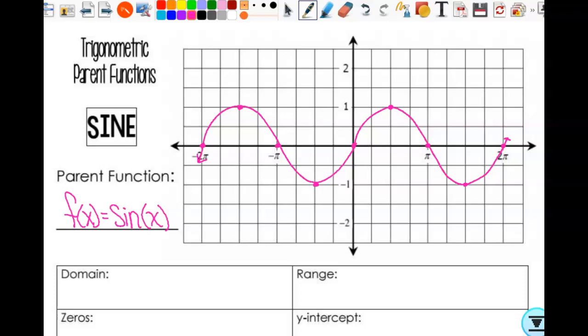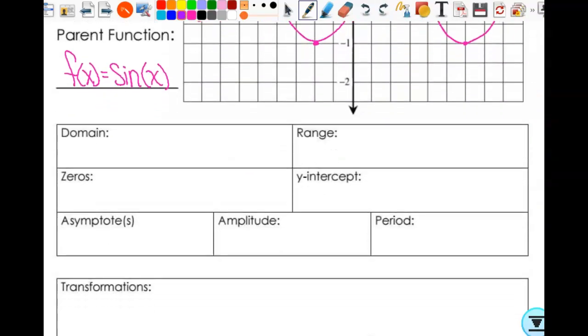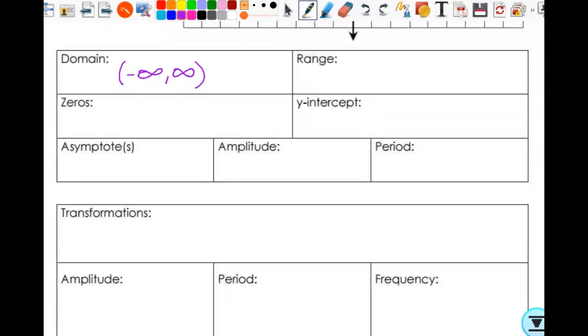All right, so what is the domain of this function? All real numbers. So that is negative infinity to infinity, right? What is our range? -1 to 1. Okay, and we include them, right, because those are actual values on our graph.